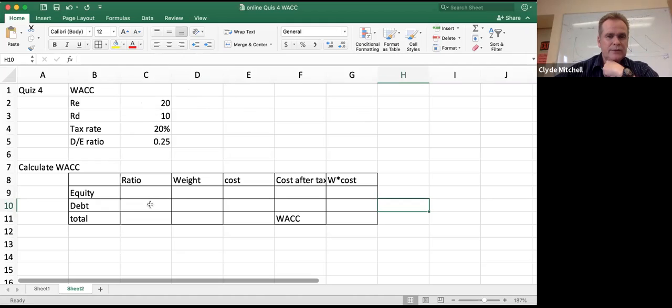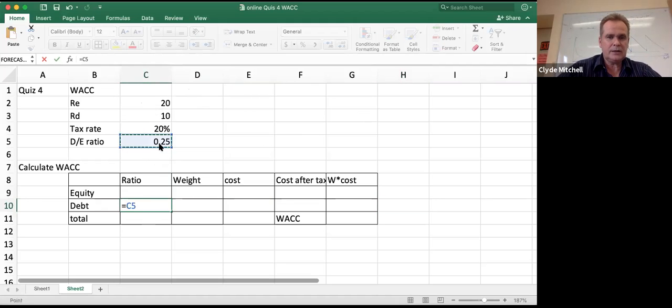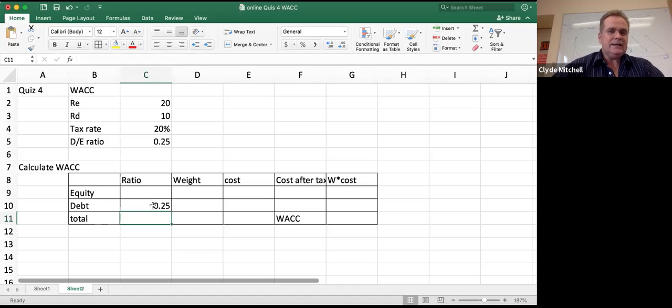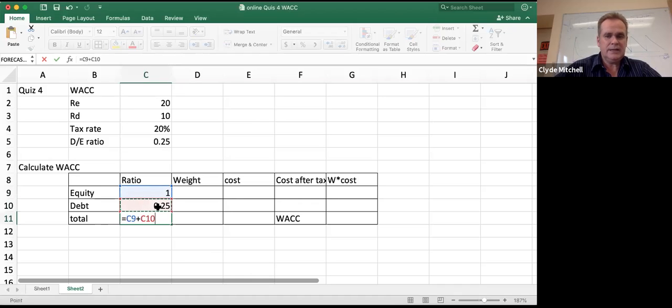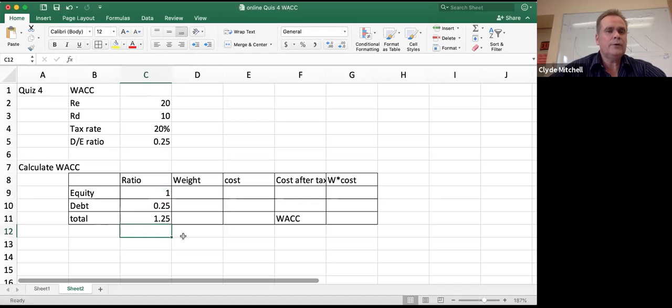So the debt equity ratio is 0.25. What does that mean? The debt is 0.25 compared to the equity, so that means the equity is 1. If I add those two together, the equity plus the debt is 1.25. So if a debt equity of 0.25 means it's 0.25 to 1, the equity must be 1. I add them together to get the total value.